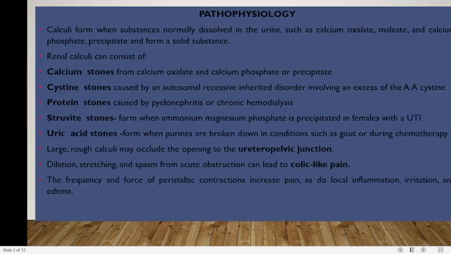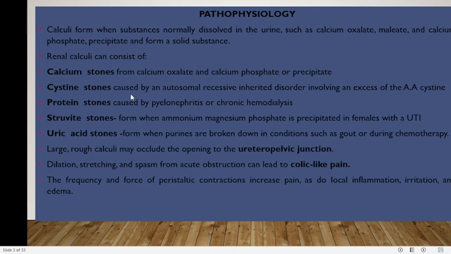Pathophysiology of the stones. We say that the calculi normally form when substances that normally dissolve in urine, such as calcium oxalate, malates, and calcium phosphate, precipitate and form a solid substance. So the renal calculi stones are composed of, and this is good for us to know, the following types of stones. First one is calcium stones, and these form from calcium oxalate and calcium phosphate precipitate.